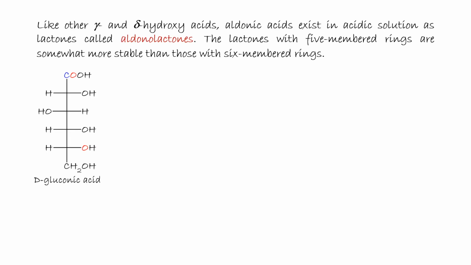Like gamma and delta hydroxy acids, gluconic acids exist in acidic solution as lactones called aldonolactones. The lactones with 5-member rings are somewhat more stable than those of 6-member ring. Let's try to do the 6-member ring lactone structure from gluconic acid.